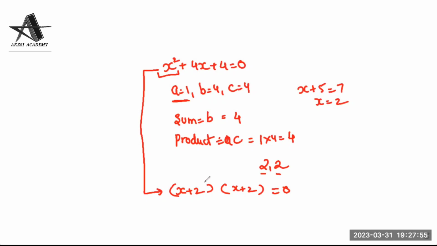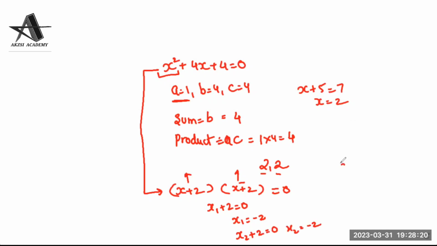Since the product of these two factors is equal to 0, that means either one or both can be 0. Either this can be 0 or this can be 0, and we don't know which. And that's why x plus 2 equals 0, so x1 is minus 2. And similarly for this bracket, I'll write x plus 2 equals 0 and x2 is equal to negative 2.